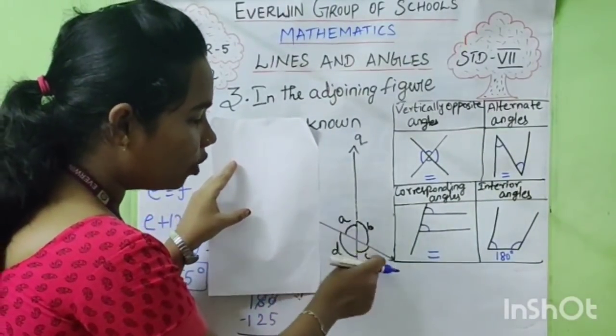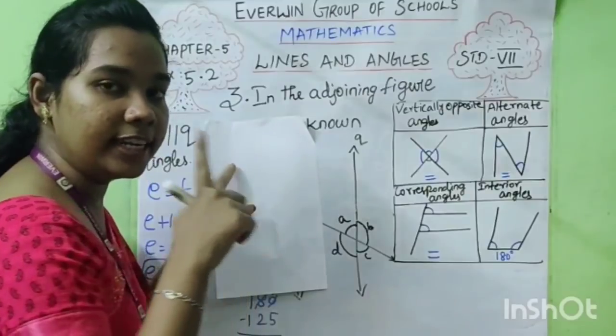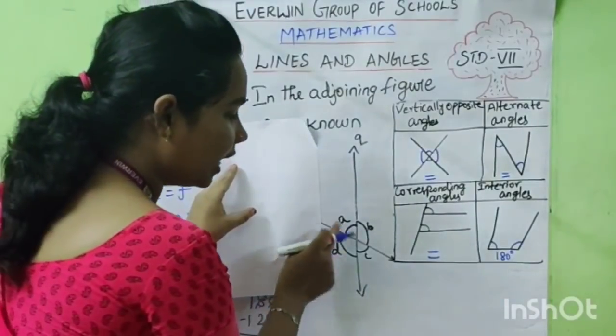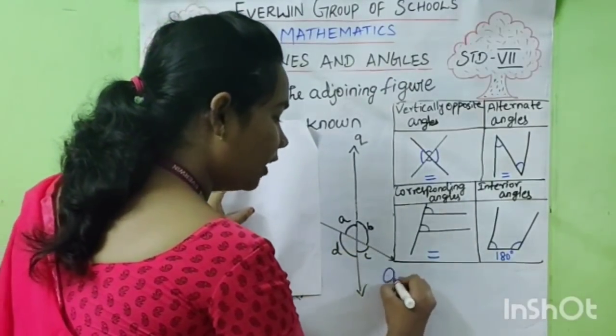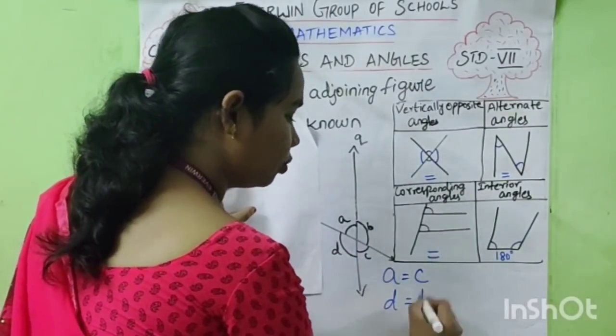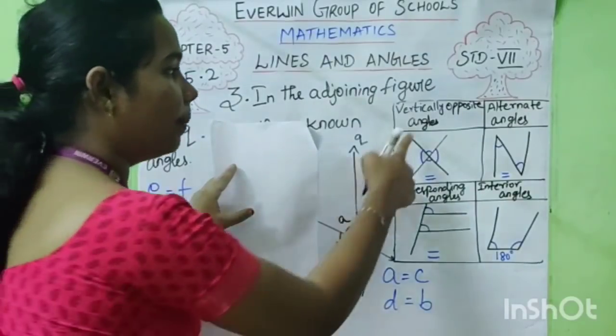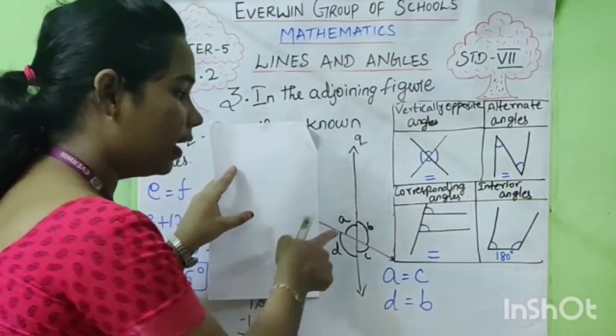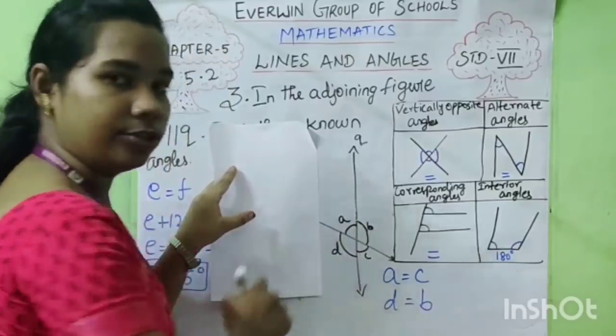Next, take this alone. This is looking like X, that is vertically opposite angle. So A equals C. We can write A equals C, and D equals B. Clear, children? By using vertically opposite angles, we are writing A equals C and D equals B.